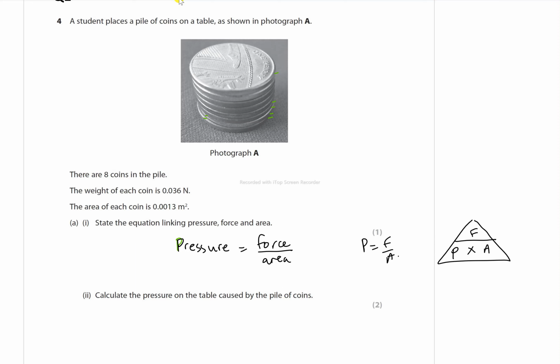Calculate the pressure on the table. Right. So each coin is 0.036, and the area of each coin, but because they're piled on one another, you only have this area that the coin is resting on. So all the force is resting on this area. And we've got 0.036 newtons, we've got 8 coins. That is our total.